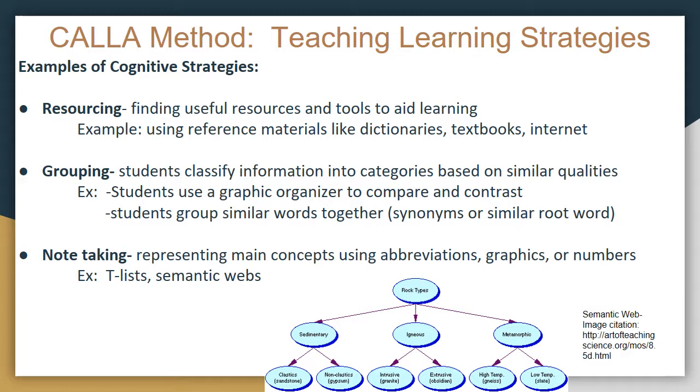Additionally, a cognitive strategy could include note-taking, where students represent the main concepts using abbreviations, graphics, or numbers. You could see this, for example, in a T-list or in a semantic web, and I show you a picture here where they're showing the connection between key points. This example is a semantic web of different rock types, and you see how they break it down into sedimentary, igneous, and metamorphic, and then they explain each element of those three subcategories.